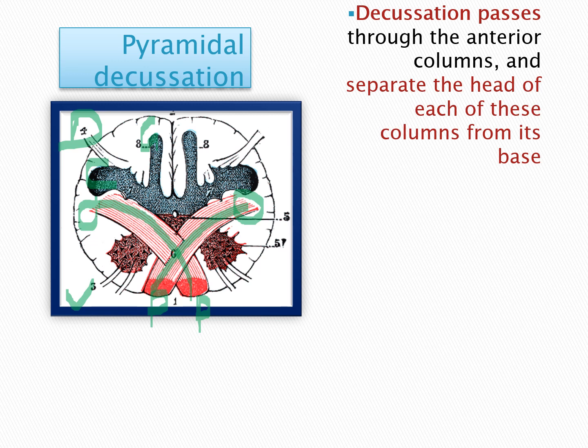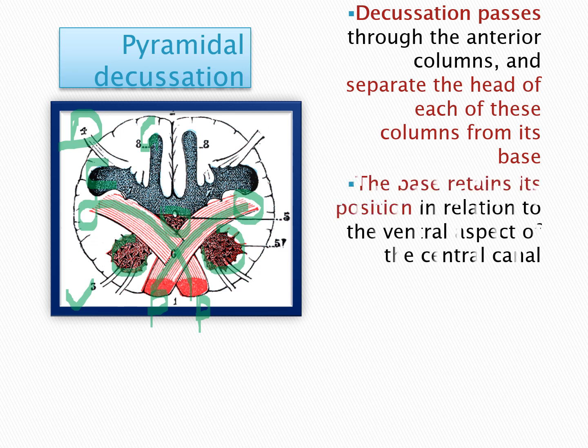If you see this decussation, they separate the head of the anterior gray column from the base. So this is the base of the anterior gray column, that is separated by this decussation. This base is retained, having its attachment with the ventral aspect of the central canal.